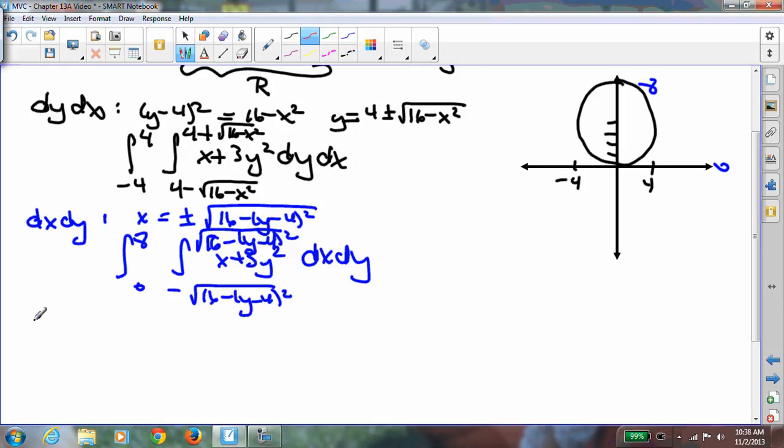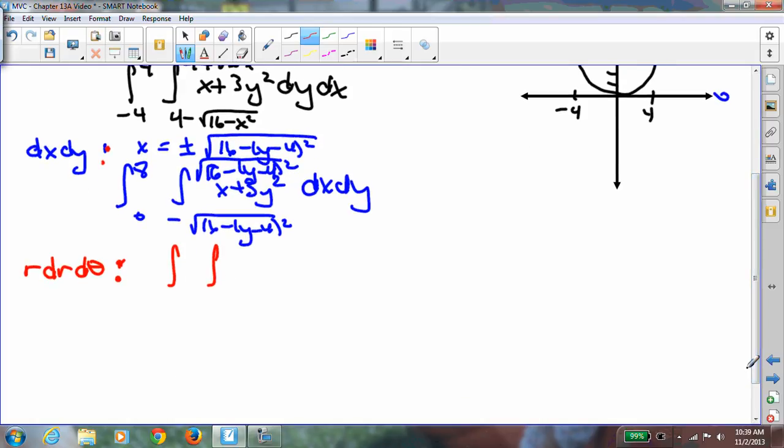So remember the conversion to polar, dx dy equals dy dx, but that all equals r times dr d theta. So same thing, I'm going to set this up. Now, my integrand, I have to convert to polar, so x equals r cosine theta and y is r sine theta, so 3r squared times sine squared theta, times r dr d theta.